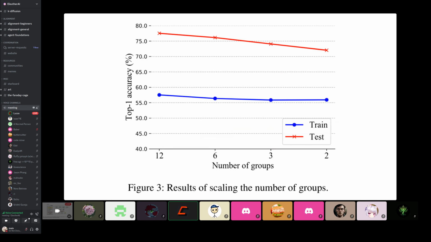So here you can see where they changed the number of groups. And groups is just a new metric they made up themselves. Groups basically means if you have, in this case, a ViT with 12 layers, with 12 groups, each layer would have its own gating, whereas with three groups, you would have a new gating every number of layers divided by three. So every four layers, you would have a new mixture of experts gating.